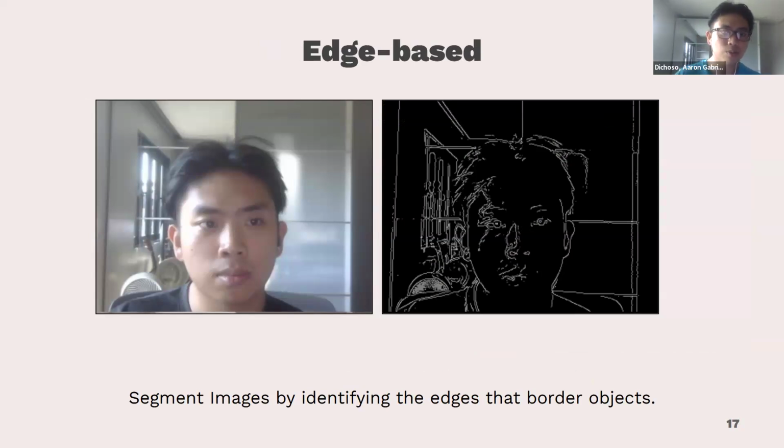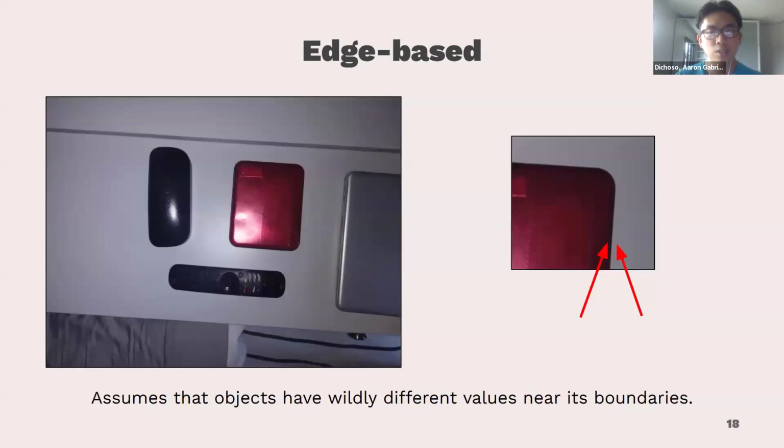So now we're moving on to edge-based object segmentation. Instead of isolating specific ranges of values and using that as our method of segmenting objects, we are now isolating the edges between objects and then using that as our method of segmentation. So how are these edges actually determined? Once again, this also depends on the values or the colors of the objects. It assumes that objects have widely different values near its boundaries.